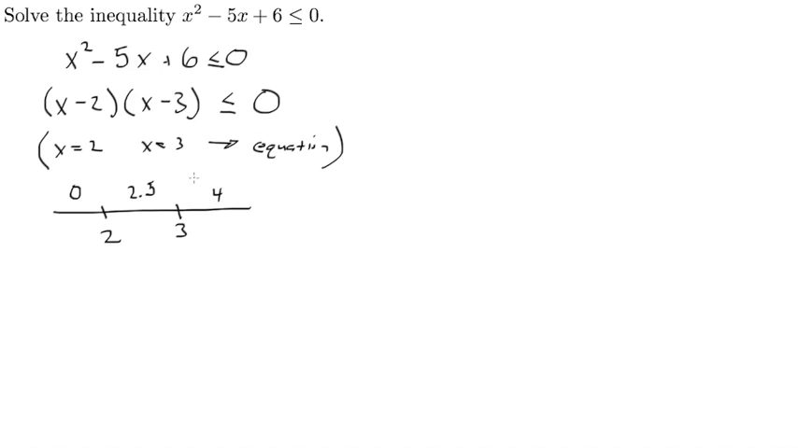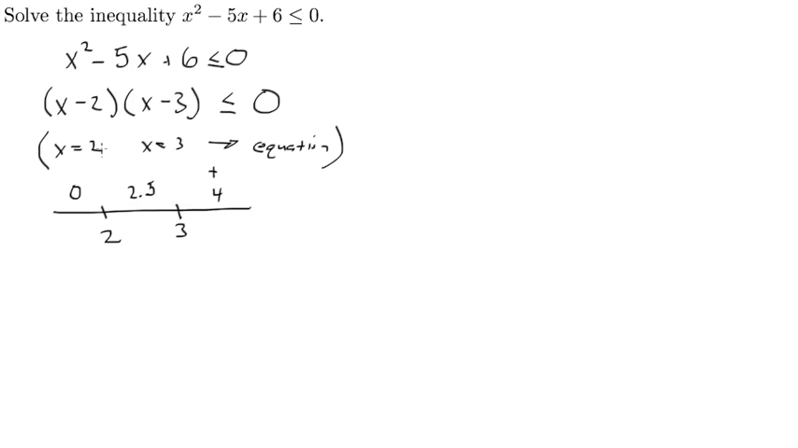Now what I'm going to do is plug each of these numbers into these individual linear terms. I don't need to plug it back up here, that's too much work. I need to do this quickly and all in my head. So when I plug in 4 for x, I get a positive number here, 4 minus 2, and a positive number here, 4 minus 3. So 2 times 1, together that's going to be positive. I don't need to know the exact value, I just need to know if it's positive or negative.